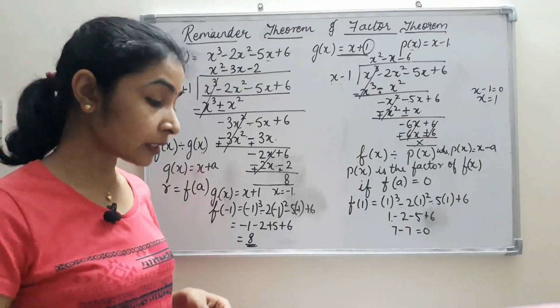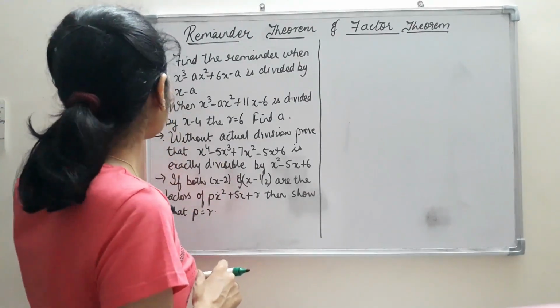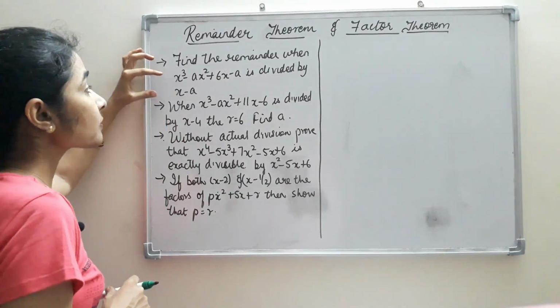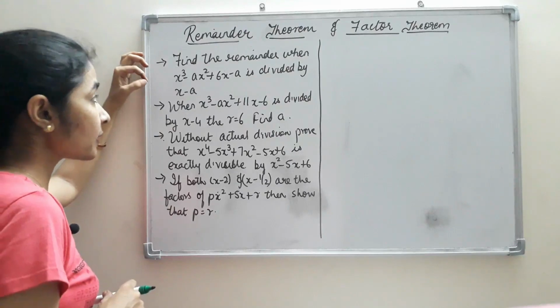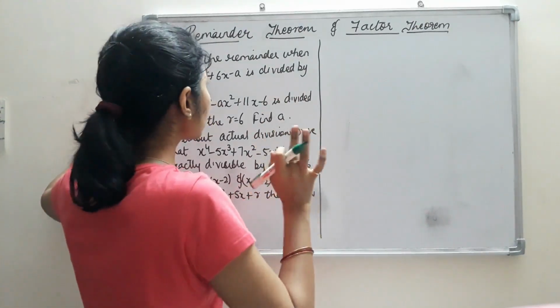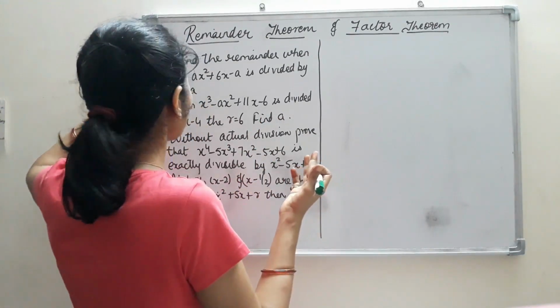So let us see a few examples. Find the remainder when x cube minus ax square plus 6x minus a is divided by x minus a. Here we are supposed to use the remainder theorem. We are supposed to find out the remainder.